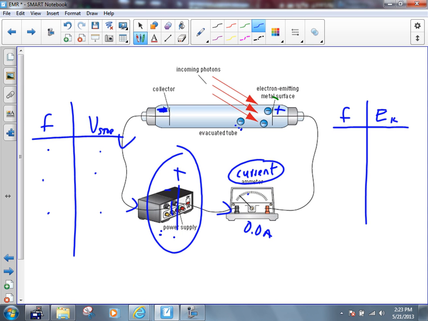How do I get kinetic energy from the stopping potential? You guys know this, right? Equations on your data sheet. EK max is equal to Q times V stop. So let's take each of my values for stopping potential and get kinetic energy. Let's compare that against frequency by plotting a graph.